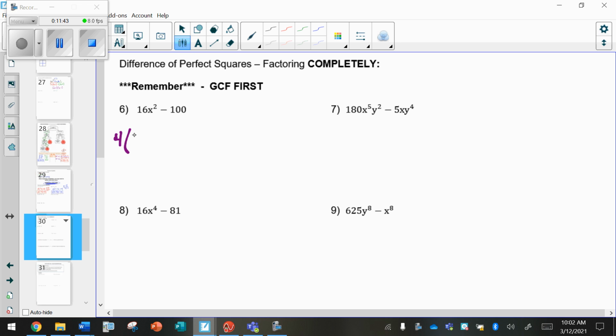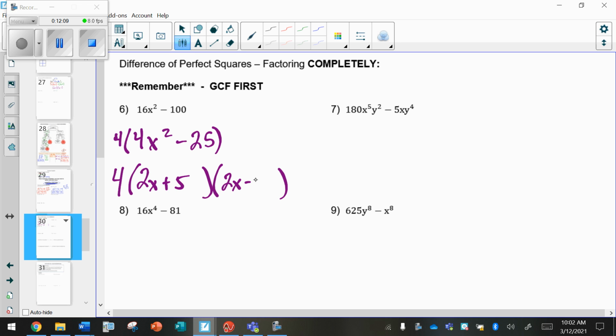16 divided by 4 leaves you with 4. X squared stays the same. And 100 divided by 4, like $1 split into quarters, would be 25. Now remember, factoring completely means you are going to try to see if you can factor this several times. We already took out the GCF of 4, so that has to stay. And what's left is the difference of two perfect squares. 2x plus 5, 2x minus 5. Now we're done because there's no more x squareds, and 5 is not a perfect square. So there's nothing else we can do.